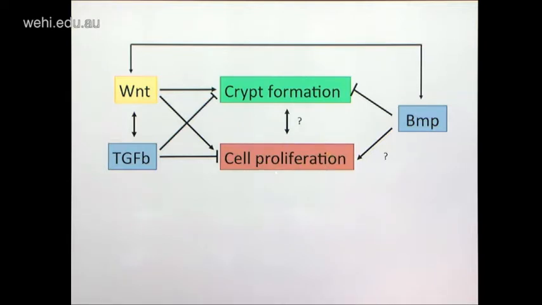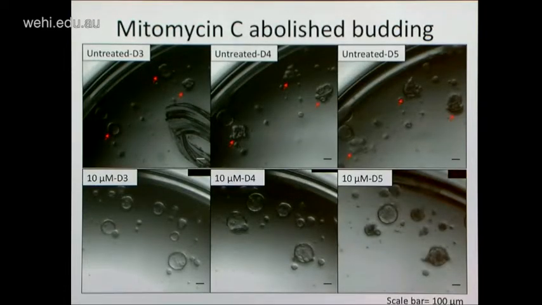However, we don't know what's the relationship between cell proliferation and crypt formation. And so we added a DNA replication inhibitor, mitomycin C, to the organoid crypt culture to see what's the effect on the crypt formation. Here shows the untreated control. As you see, on day 3 to day 5, this colonosphere starts to form buds in vitro. However, when we treated the culture with 10 micromolar mitomycin C, this colonosphere did not bud, but stayed as colonosphere.